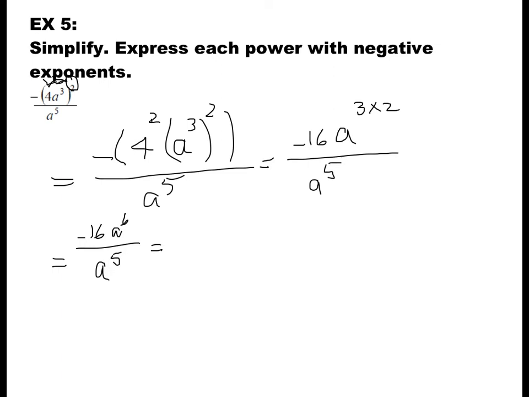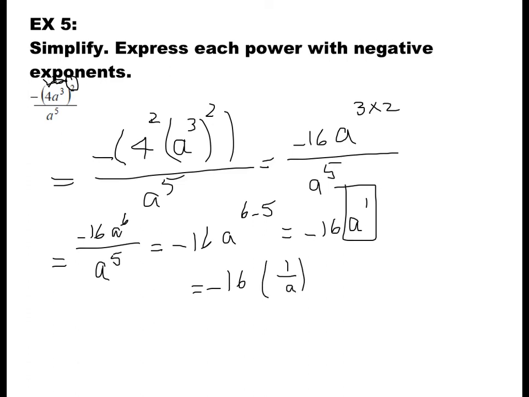Now, when the bases are the same and you divide powers, what do you do with exponents? You subtract them. Excellent. So you say negative 16, a exponent 6 minus 5, which is negative 16, a exponent 1. But you are not done yet, because you have to change everything to negative exponents. So to change a exponent 1, I'm going to flip the base, which is 1 over a, and make the exponent the opposite sign. So I'm going to have negative 16, 1 over a, exponent negative 1.